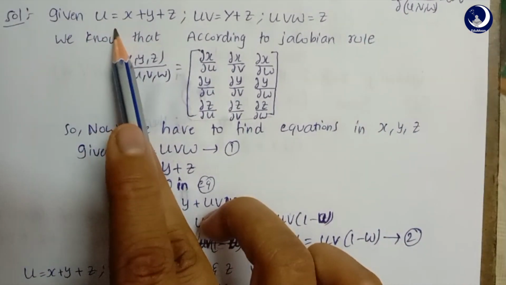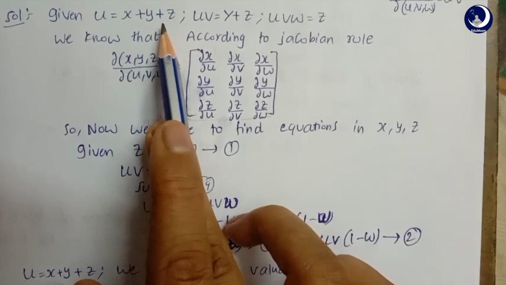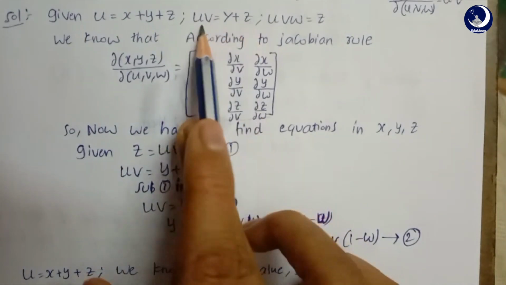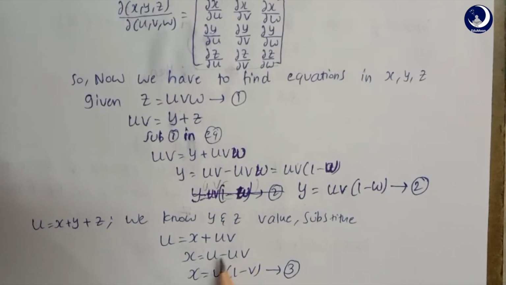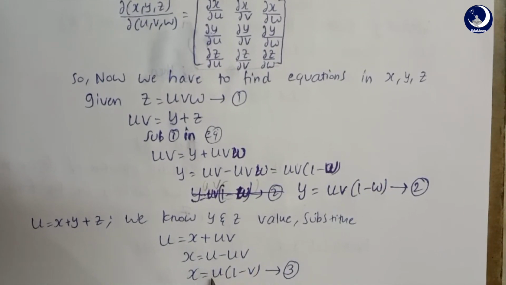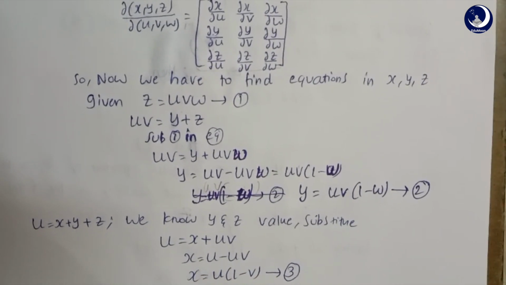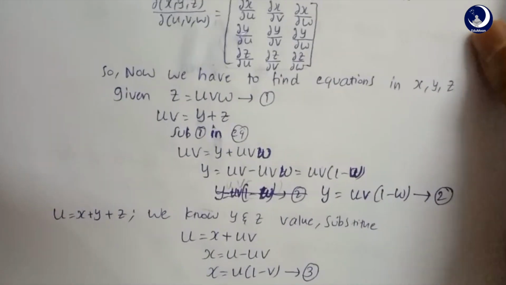Now take u equal to x plus y plus z. We already know y plus z means uv. So I take this condition, u equal to x plus uv, x equal to u minus uv, x equal to u into 1 minus v. I took this as the third equation.